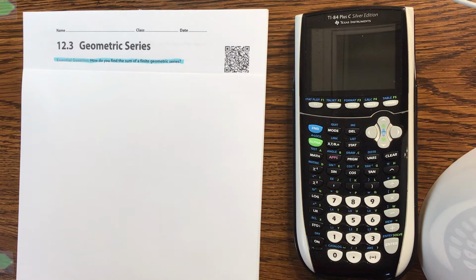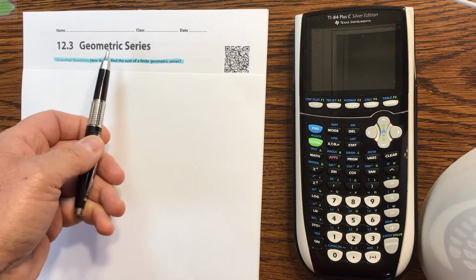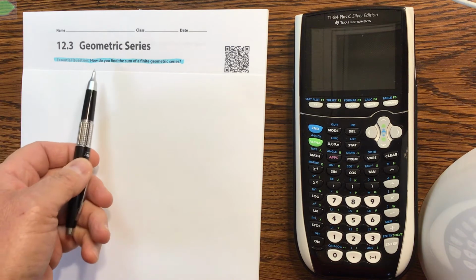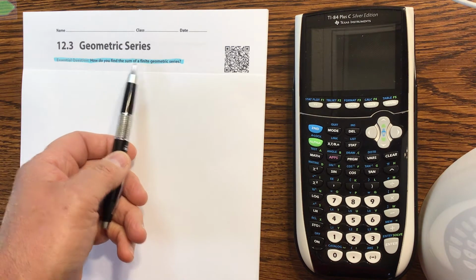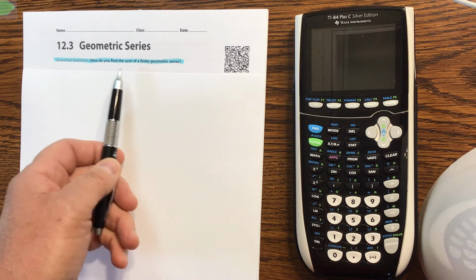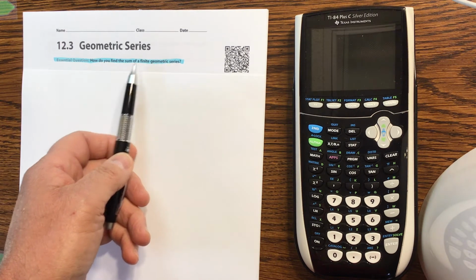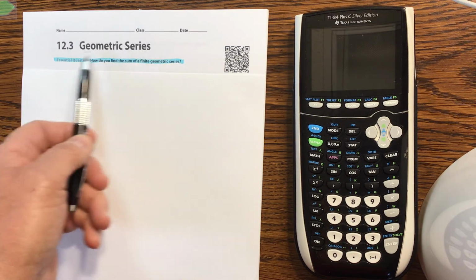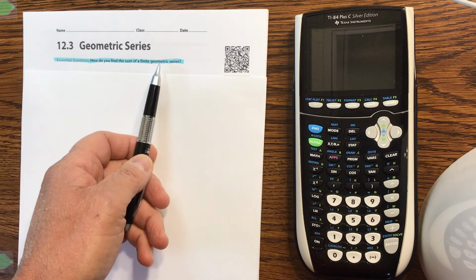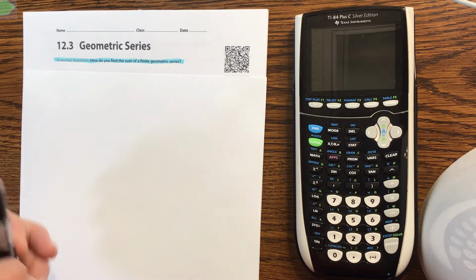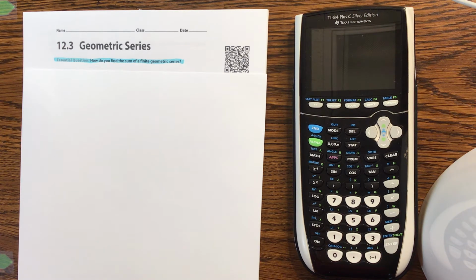Good morning, Algebra 2. Today's section is section 12-3, dealing with geometric series. And the essential question for today is, how do you find the sum of a finite geometric series? So when we talk about a sum of a finite geometric series, we're looking at adding up a certain amount of geometric sequences.